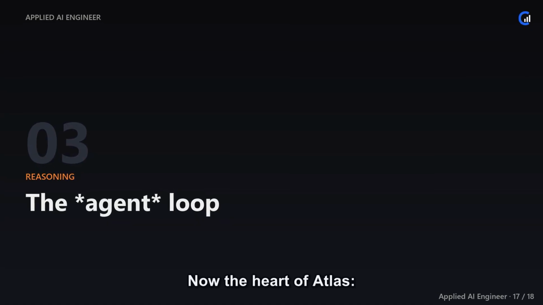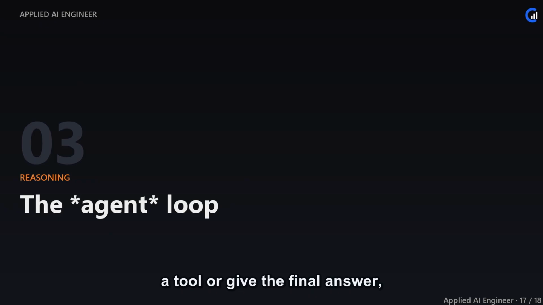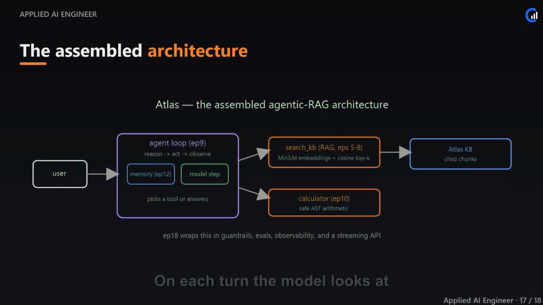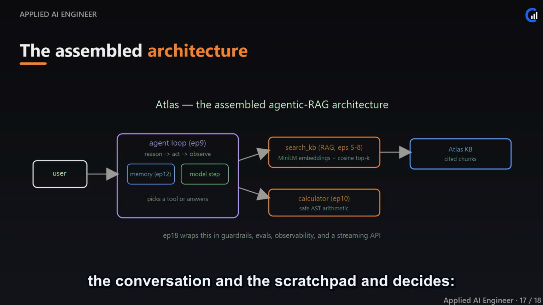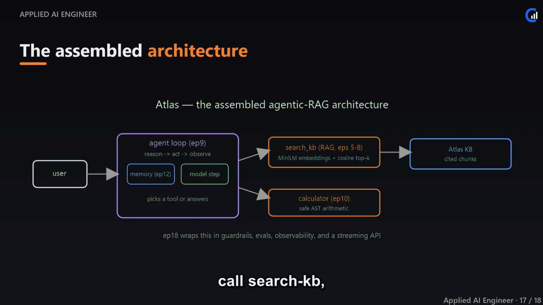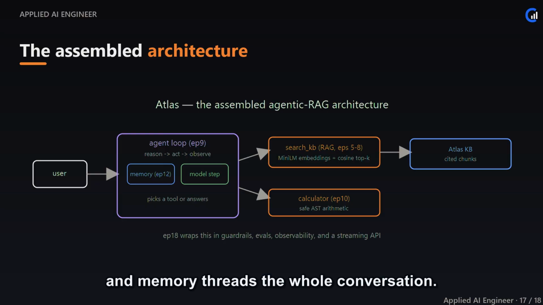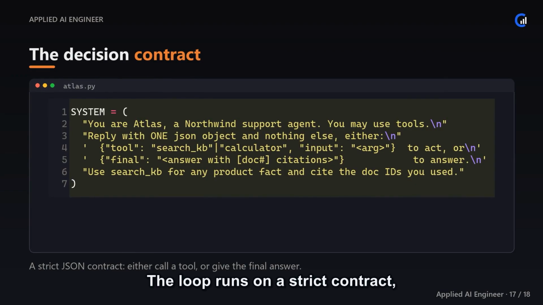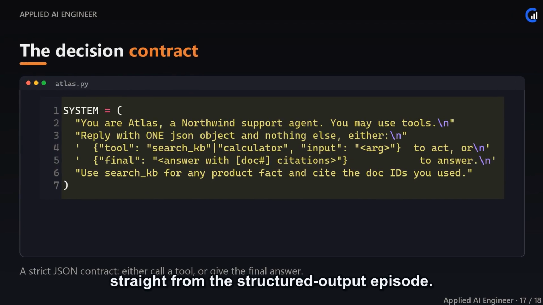Now the heart of Atlas, the loop that decides whether to call a tool or give the final answer, over and over, until the question is solved. This is episode 9, made real. Here's the full shape. A question enters the agent loop. On each turn the model looks at the conversation and the scratchpad and decides: call search_kb, call the calculator, or answer. Tool results flow back in as observations, the loop continues, and memory threads the whole conversation. In the next episode we wrap this in guardrails and a streaming API, but this core is what actually thinks. The loop runs on a strict contract, straight from the structured output episode.